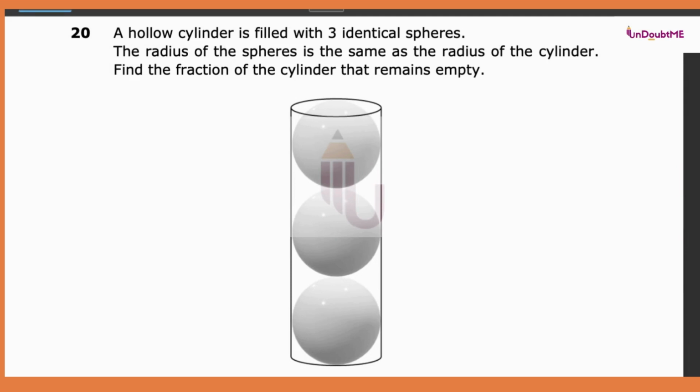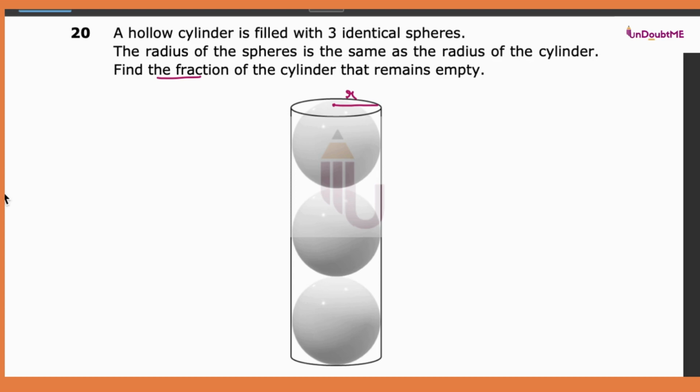A hollow cylinder is filled with three identical spheres. The radius of the sphere is the same as the radius of the cylinder, so I can consider the radius of the sphere as r. The radius of the cylinder is also r. Find the fraction of the cylinder that remains empty.